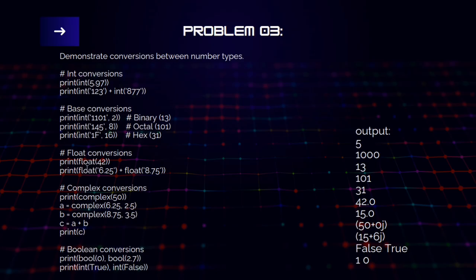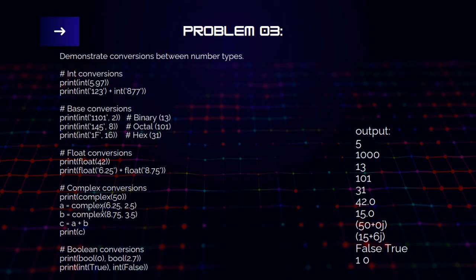Float conversions: print float 42. This 42 will be converted into float. The output will be 42.0. Print float, this is the numeric string 6.25. This is being converted to float, plus float 8.75, and the result will be 15.0. Complex numbers: print complex 50. This 50 is being converted to complex, and the output will be 50 plus 0j.